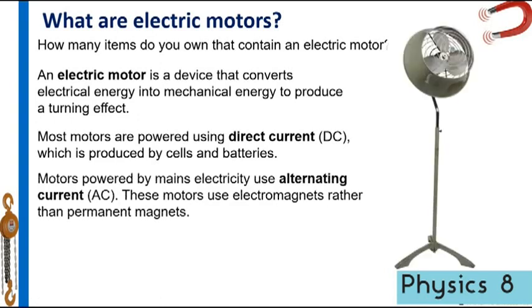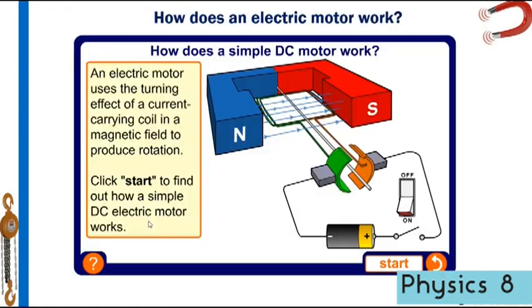Now, there are some motors which are powered by mains electricity. And if you have a motor which is powered in this way, then that motor is going to be using what's called alternating current. In other words, AC current. Now, these motors tend to use electromagnets rather than permanent magnets.